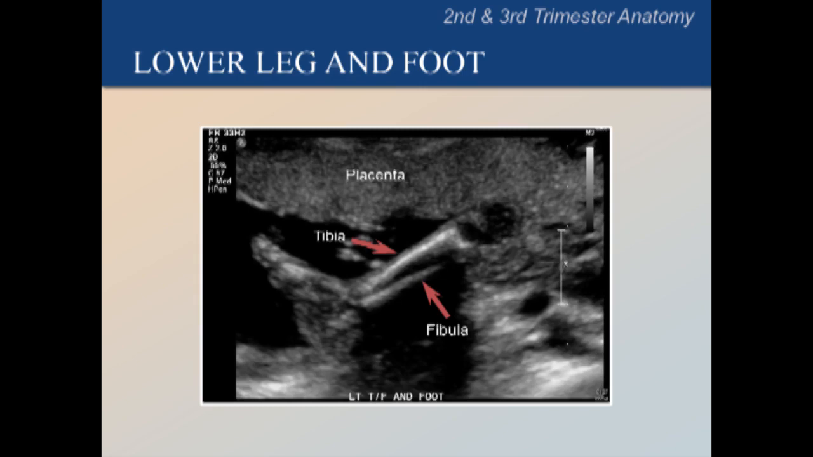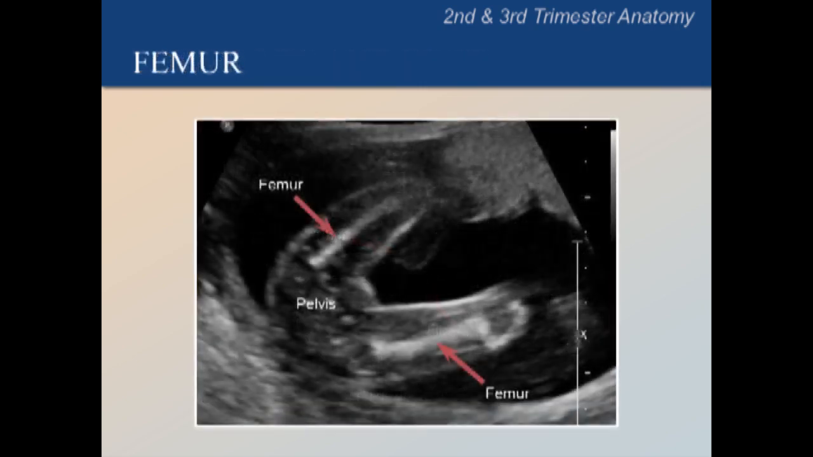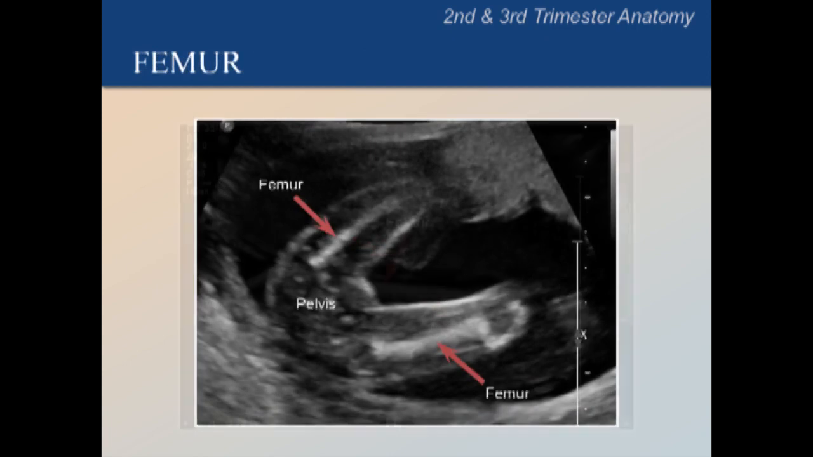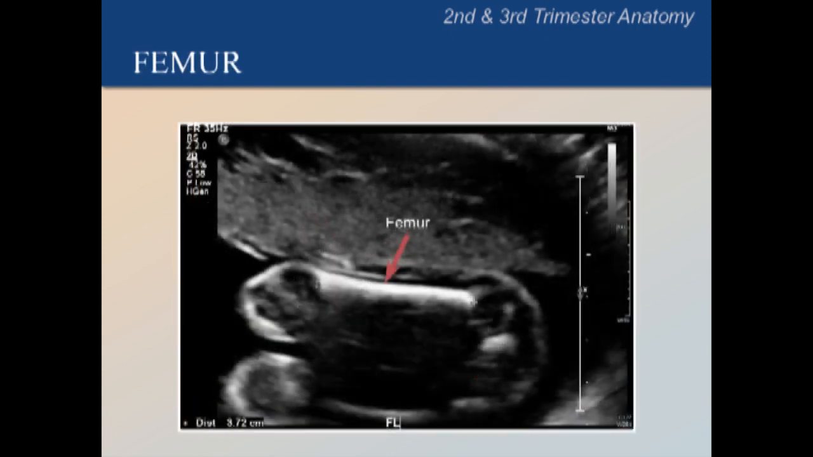This makes it easy to distinguish the lower leg from the thigh, which has only one bone, the femur. Here's a view of the pelvis and the thighs containing just one bone in each extremity, which is called the femur. Notice that there is no second bone next to the femur. If you see a second bone, you are not looking at the femur. In the next lecture, you will learn how to measure the femur to determine gestational age.